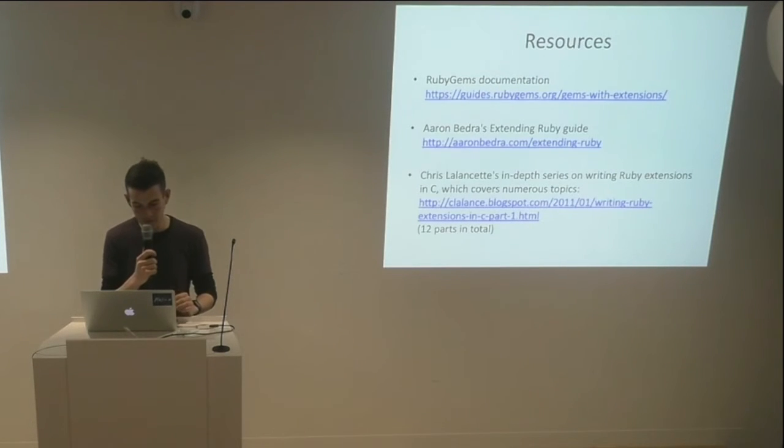What else? Chris Lalensets, I think I've said his name correctly. The in-depth series on writing Ruby extensions is incredible. It's in 12 parts, goes into amazing detail, and the way he's broken it down is really useful for when you're trying to solve just very particular problems, which is sort of the methodology you'll have if you're writing a native extension. You'll want to work with arrays or strings or some subset of Ruby functionality, and you don't necessarily want to understand it all.